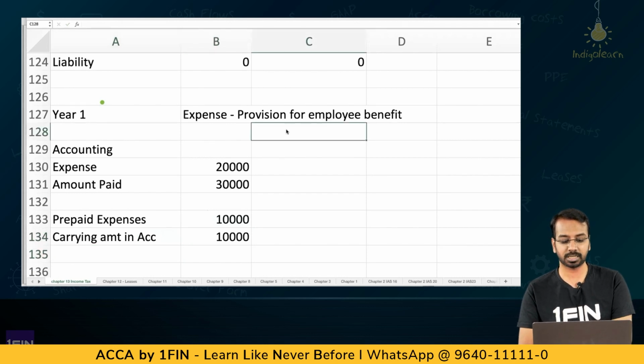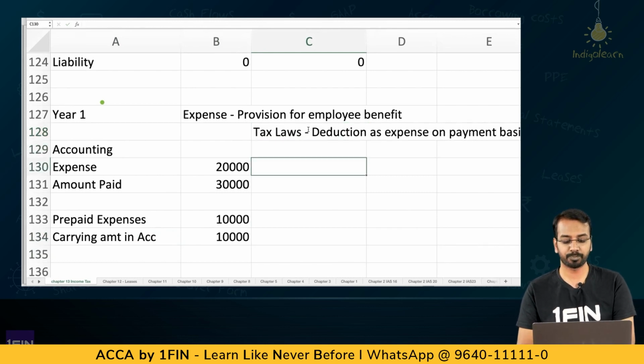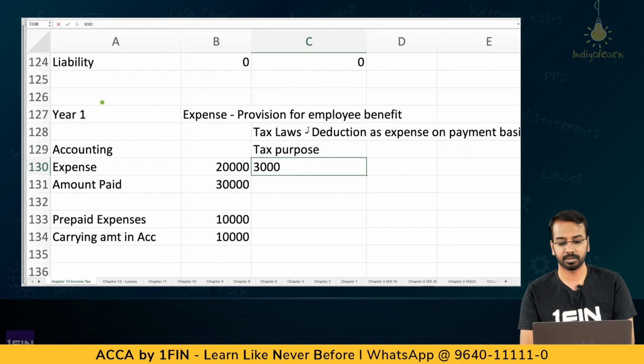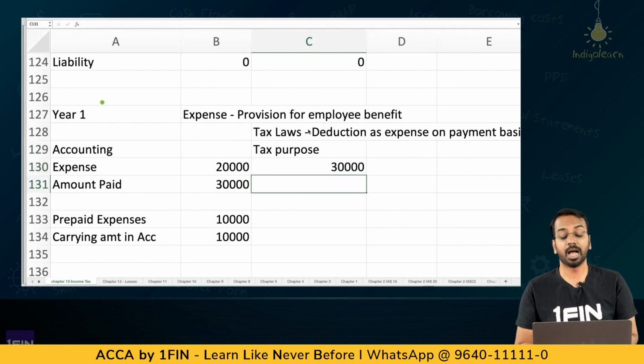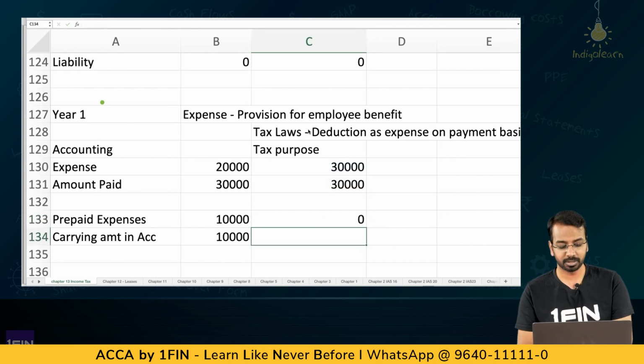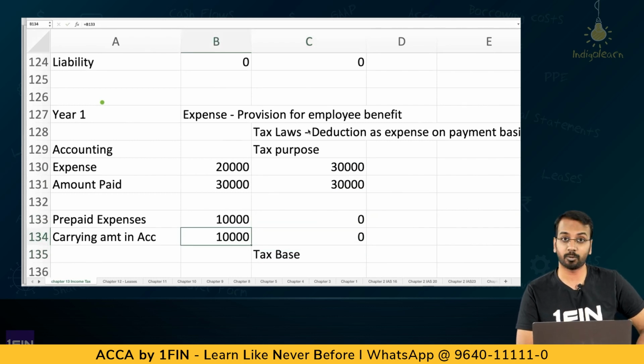Now, the tax laws say deduction as expense on payment basis. So, for tax purpose, how much is the expense? 30,000 is the expense. How much amount have we paid? We have paid 30,000. How much is the carrying amount or prepaid expense for tax? It is 0. So here also, the tax base is 0. There is an accounting base of 10,000, right?